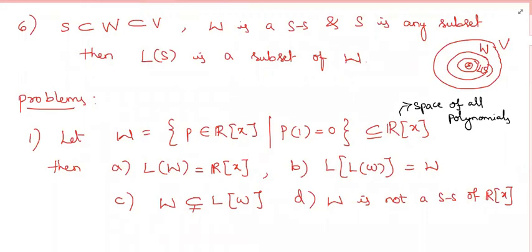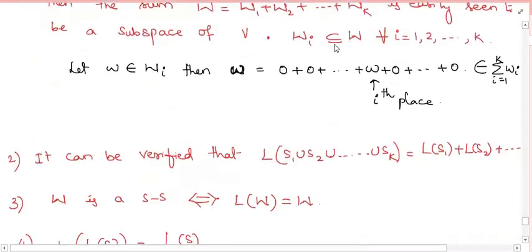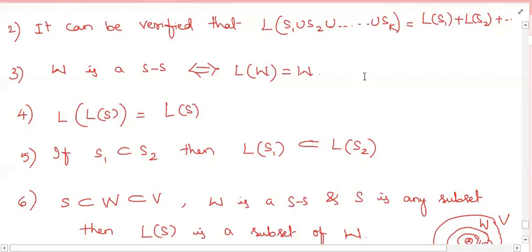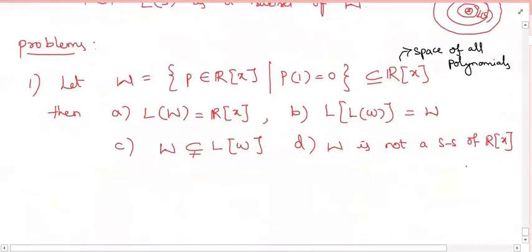Okay. If you want, I will show the properties once again. W is a subspace if and only if L of W equal to W. L of L of S is equal to L of S. If S1 is a subset of S2, then L of S1 is a subset of L of S2. So all those things. Okay.